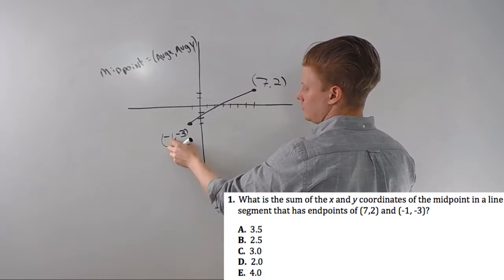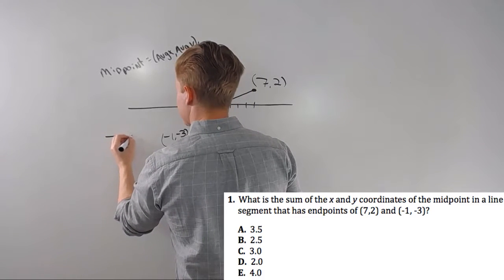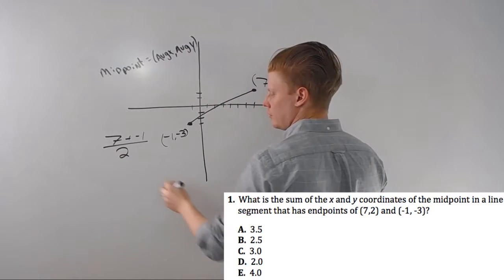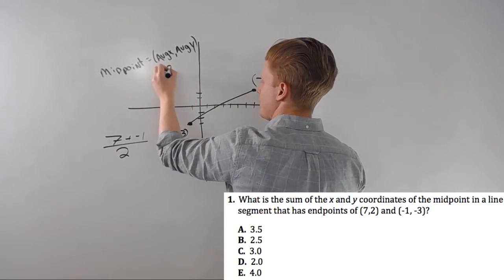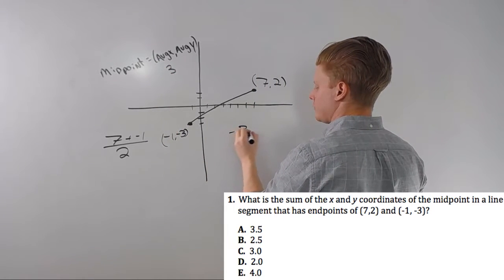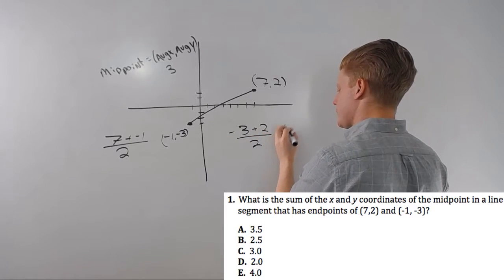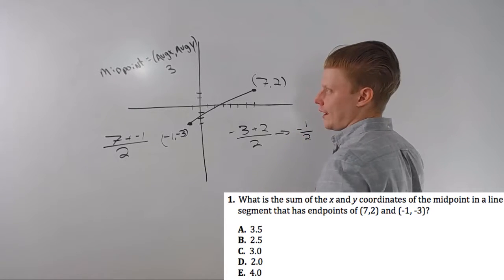Okay, so average X, 7 plus -1 divided by 2. Average equals sum over number. That's going to be 6 over 2. Average X is going to be 3. Average Y, -3 plus 2 over 2. Well, that's going to be -1 over 2, -1/2.